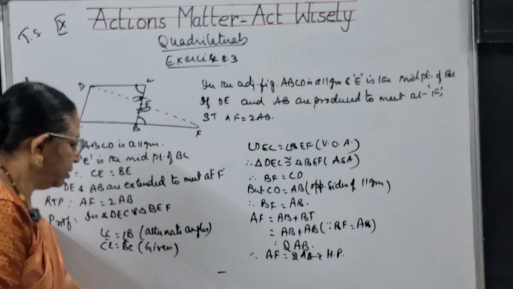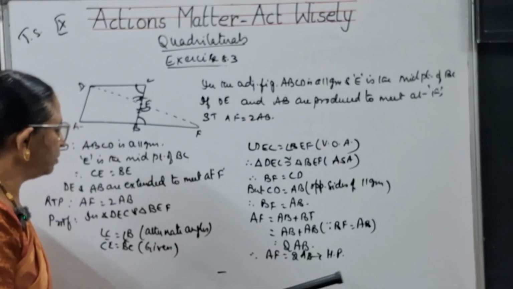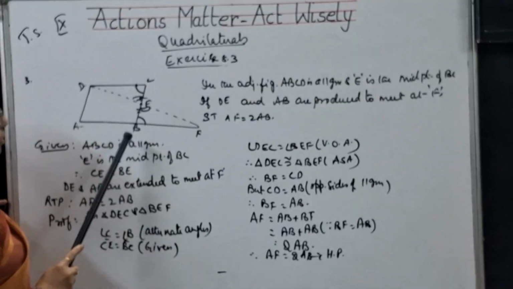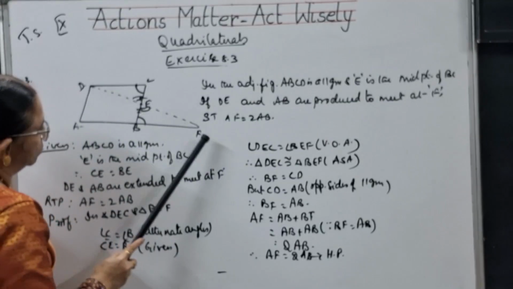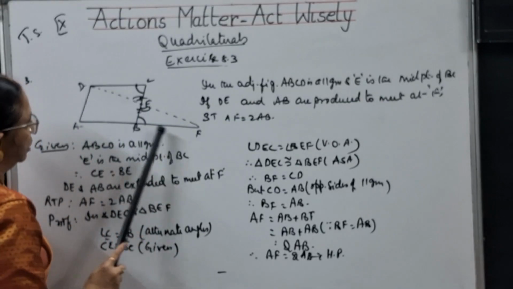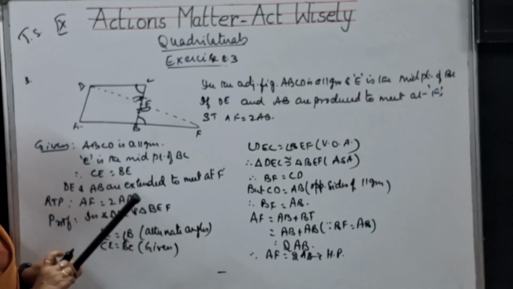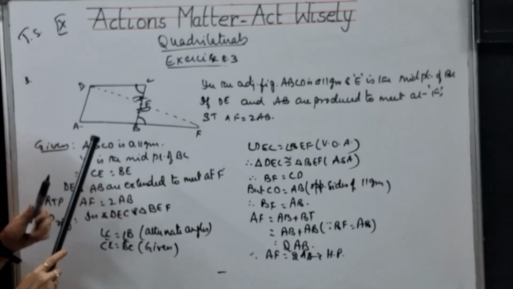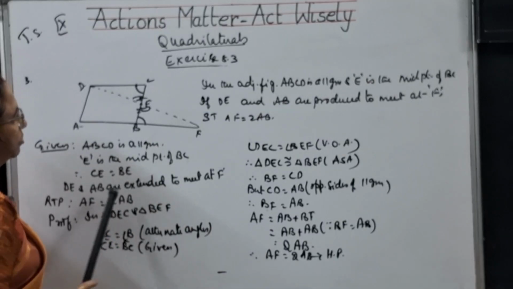So, please listen once again. What is it that they said? ABCD is a parallelogram. E is the midpoint of BC. DE is produced, and AB also is produced, so that they both will meet at F. Now we need to prove that AF is equal to 2 times AB.